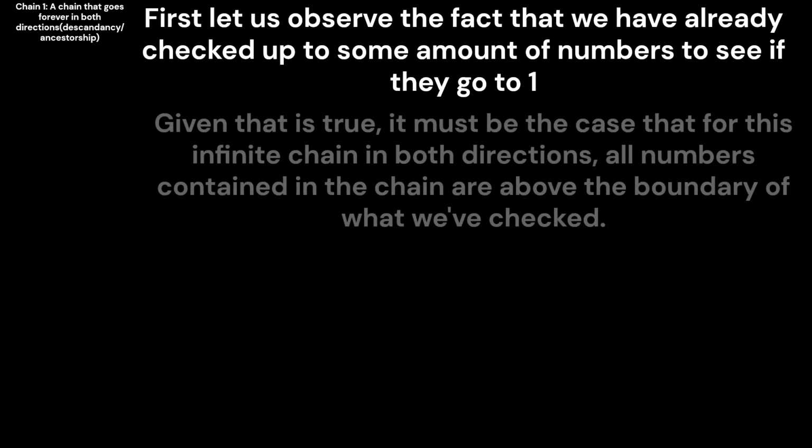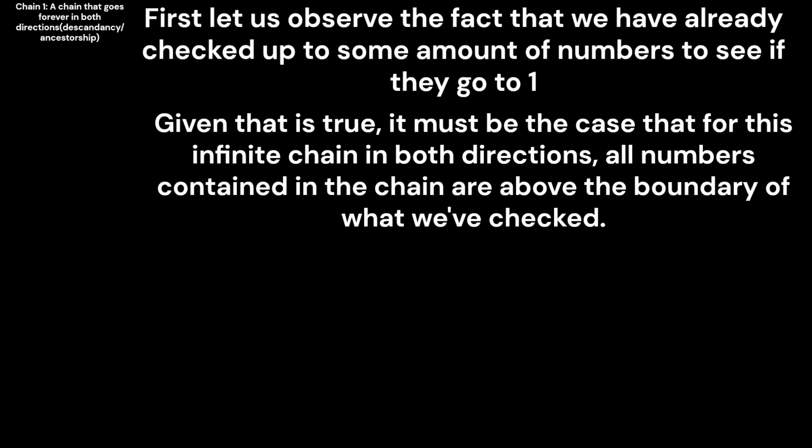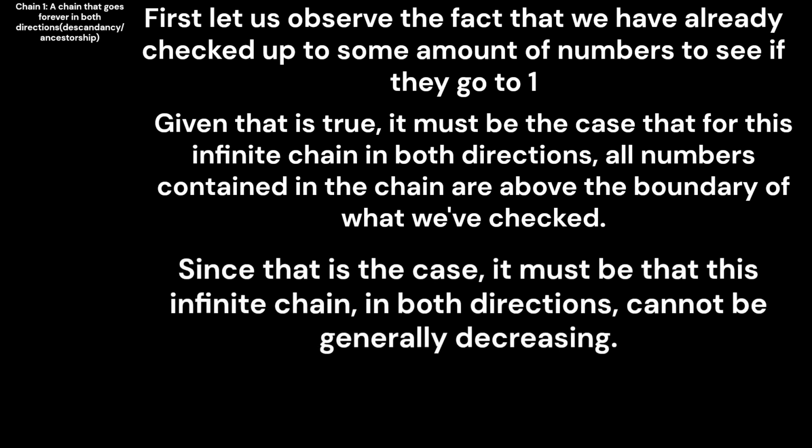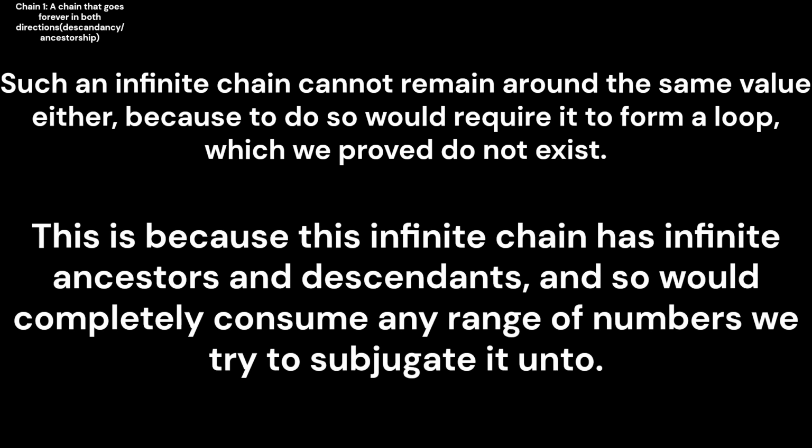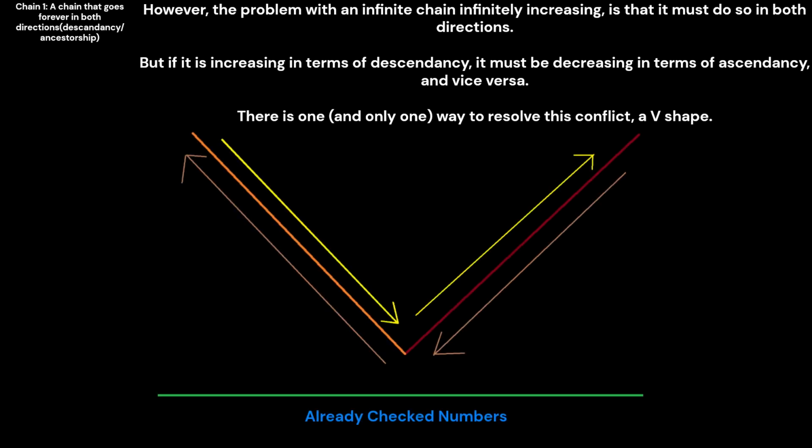Observe that humanity has checked up to some number of numbers for convergence to 1. For this to be true then, it must be the case that our chain must not extend below that region of numbers we've checked. This means that the chain must be generally increasing in both directions, because if it were generally decreasing, it would run into this region of numbers that we've checked. Alternatively, such a chain cannot remain within a range of numbers because it is infinite, and there are no loops like I proved, which means it would consume the entire range of numbers that you tried to bind it to. However, the problem with this last option, the chain is infinitely generally increasing, is that ancestor-wise, it would then be infinitely generally decreasing, and thus, by the same logic from before, it would run into the numbers that we've already checked. There is only one way to resolve this, and that's with a V-shape.